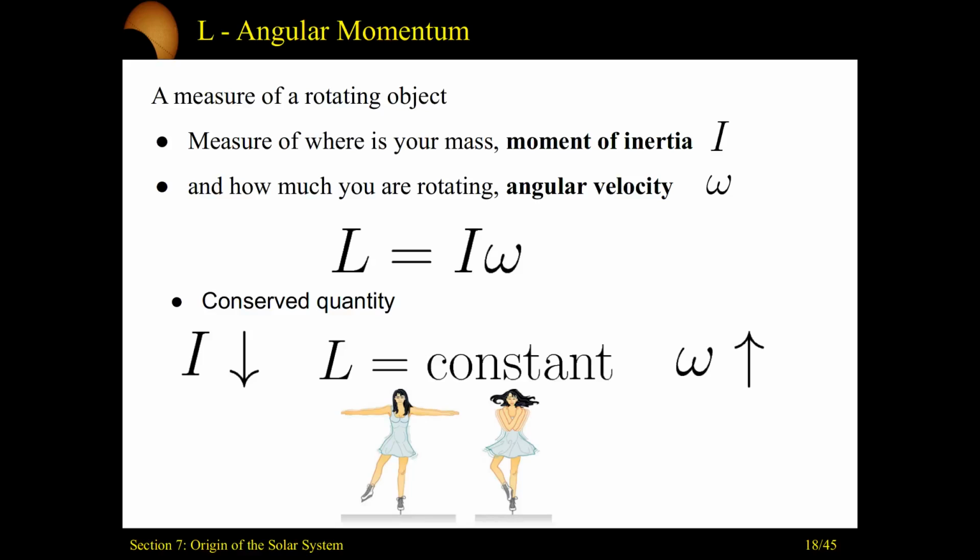My last comment about angular momentum on this slide is to say that it is a conserved quantity. If you have a certain amount of angular momentum and you change either the moment of inertia or the angular velocity, in order to conserve angular momentum, one has to change. Remember, when we say conserved quantity, think about things like energy. Energy must be conserved. We have to be able to account for it.